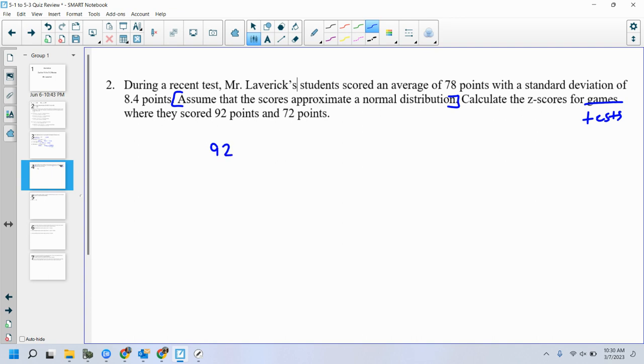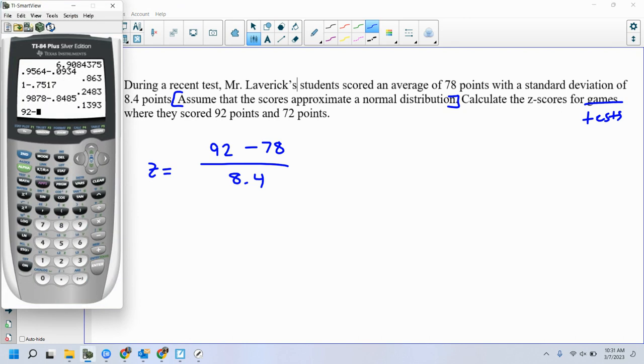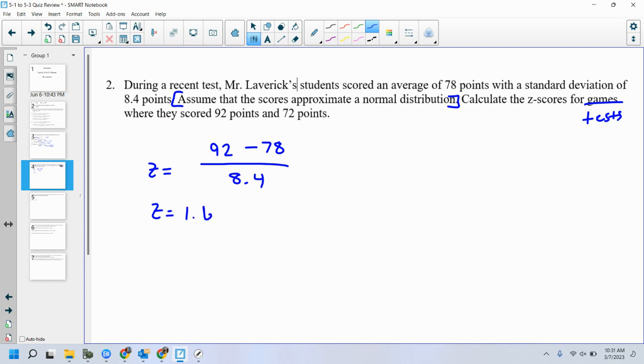So 92, right? Let's calculate the z-score there. Remember, z-score is on your table, or on your formula sheet. If I just flip over to chapter 5, z-score is x minus mu divided by sigma, right? So z is equal to x, which is 92, minus mu, which is 78, divided by the sigma of 8.4. So 92 minus 78 divided by 8.4 gives me a z-score of 1.67. You can always round z-score to nearest hundredth because that's what you have in your tables.